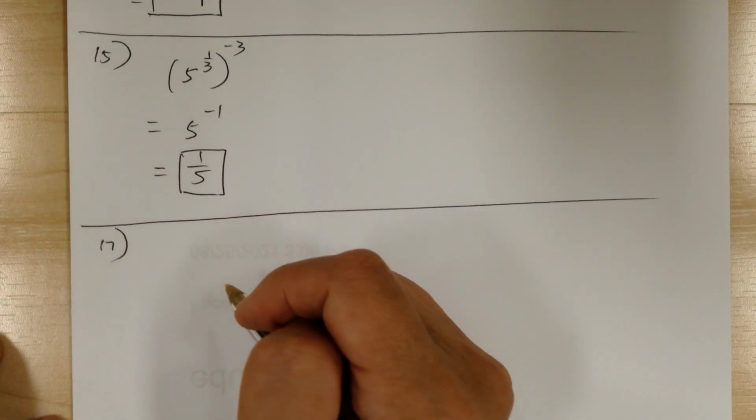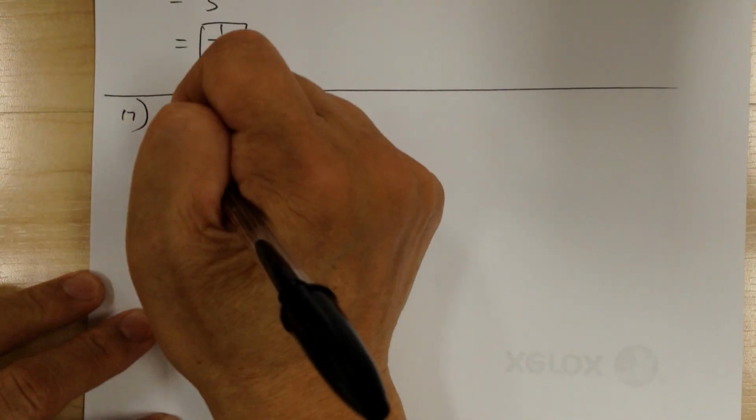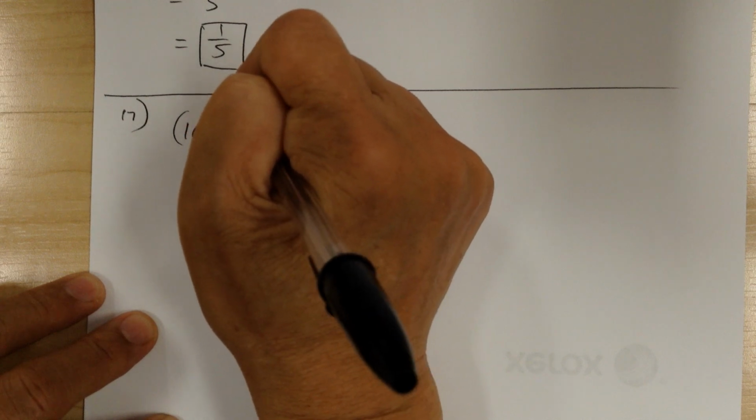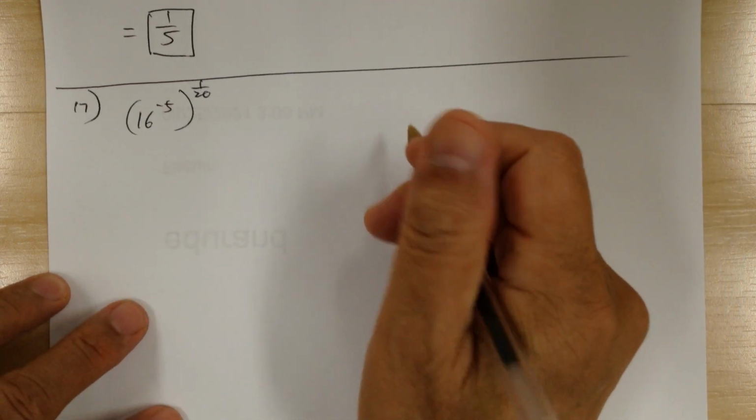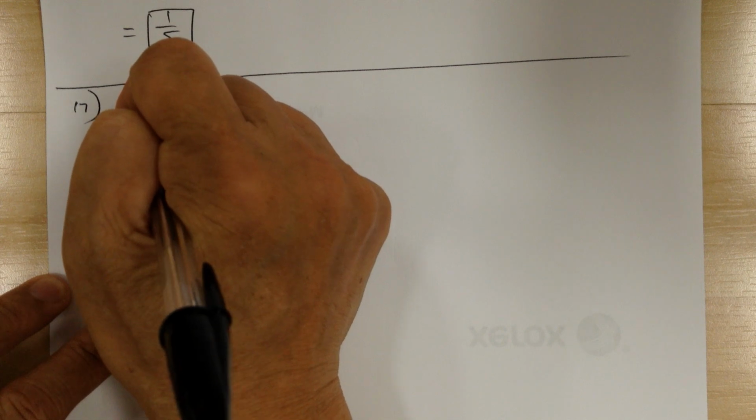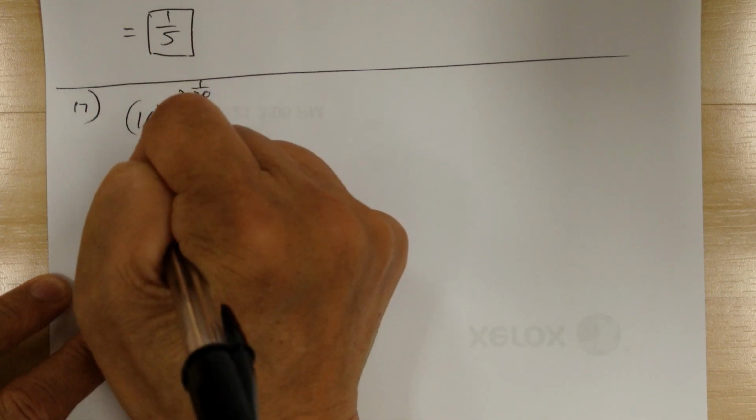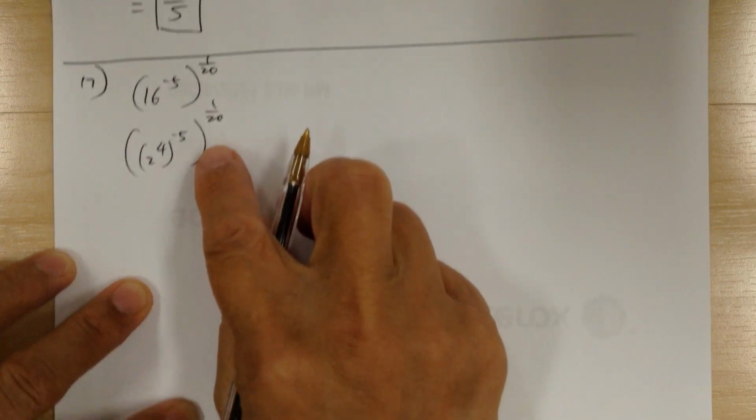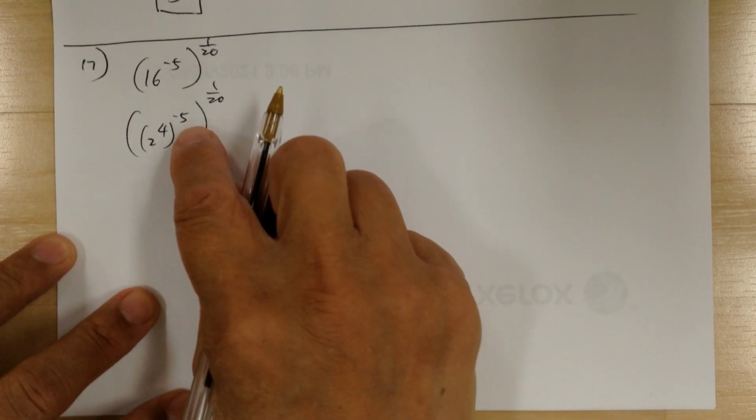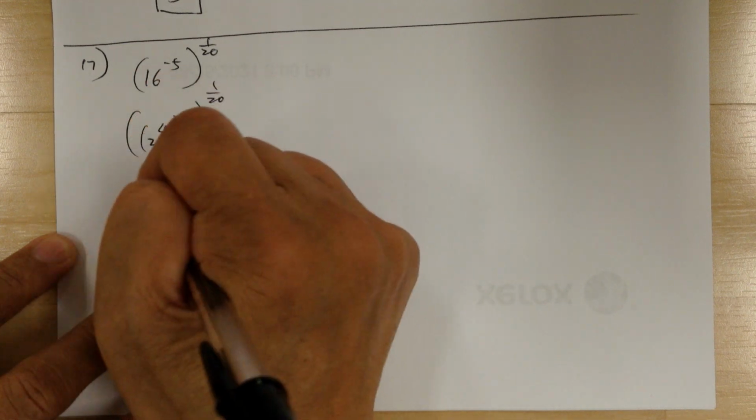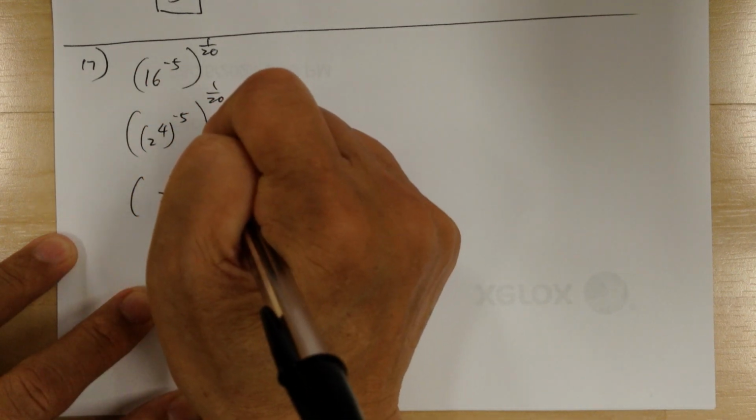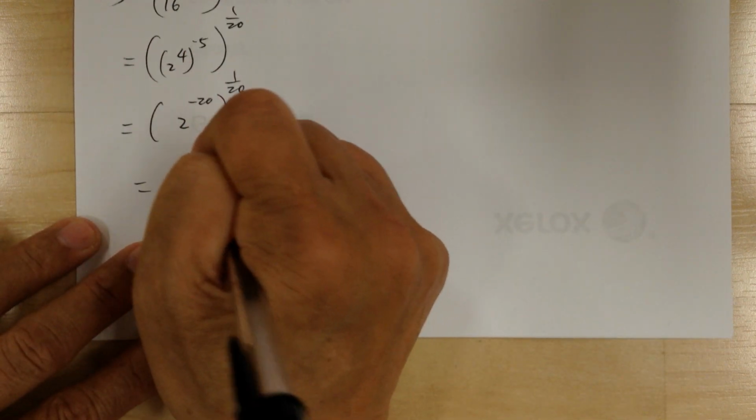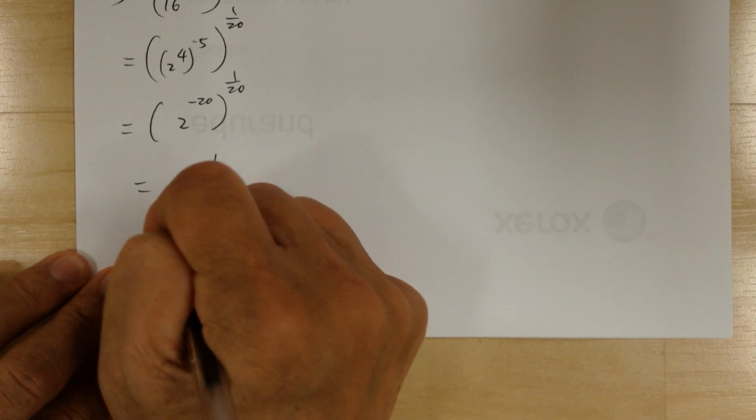17. You have 16 to the negative 5 power to the 1 over 20th power. So 16 is 2 to the 4, to the negative 5 power, to the 1 over 20. Make sure you keep track of your parentheses. Let's do the inside part first. So this is 2 to the negative 20th power to the 1 over 20th power, and this will equal 2 to the negative 1 power, so it equals 1 over 2.